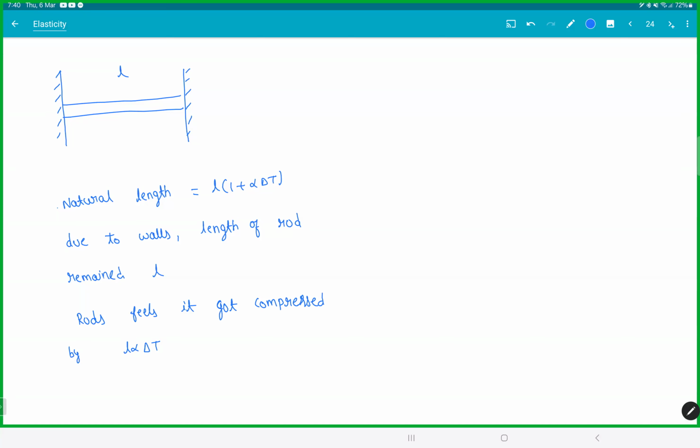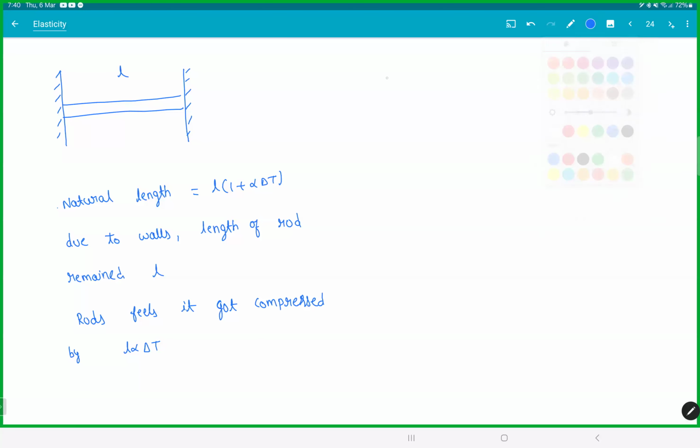Think of it like this. Imagine your shirt size is M. You wore the shirt, you're comfortable, all great. And then for 2-3 months, you started eating a lot and your shirt size became L. Now, if you wear the same shirt, will it feel comfortable? Why doesn't it feel comfortable? Because now your natural shirt size has become L, isn't it? You're getting the problem here: comparing with the old self is a problem. You should always compare at this point of time, what is my natural size? Your natural size is not M anymore, it is L. You're getting it? So when you increase the temperature, the new natural size is supposed to be L into 1 plus alpha delta T. But due to the walls, you didn't let me expand, right?